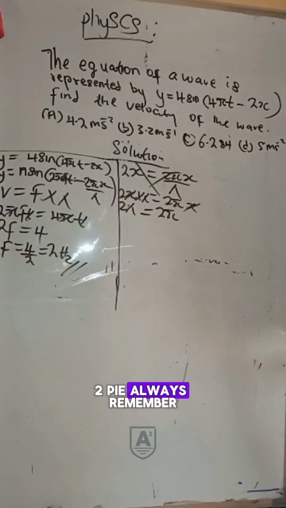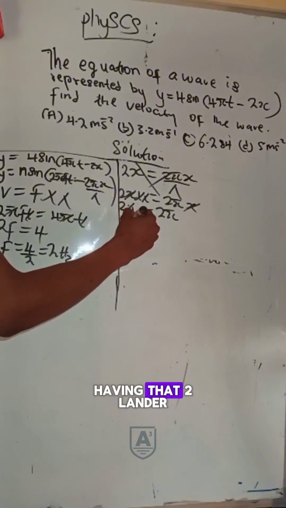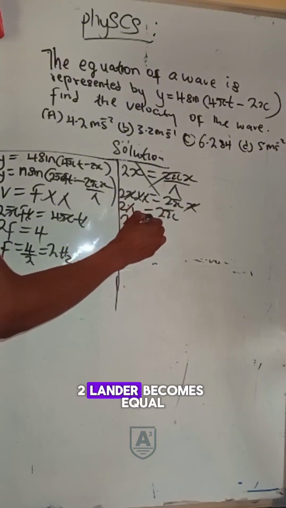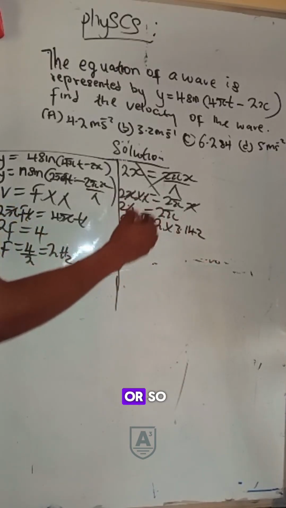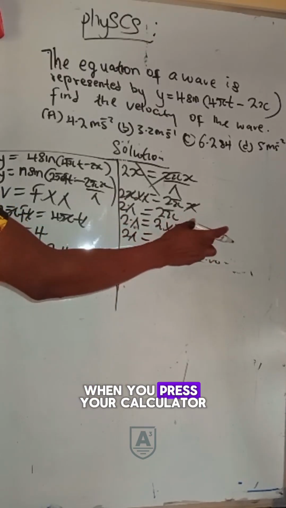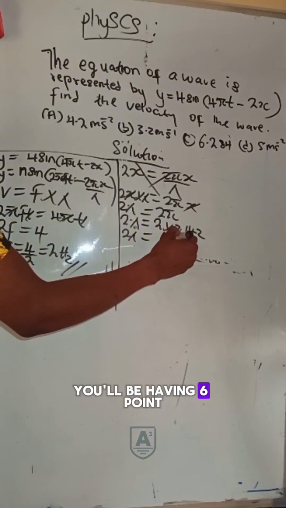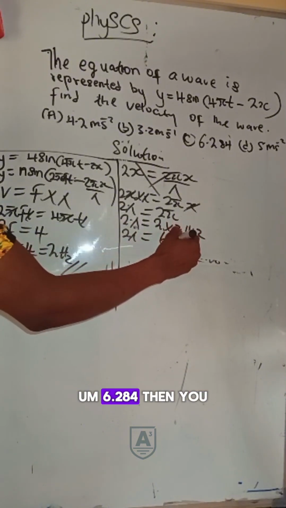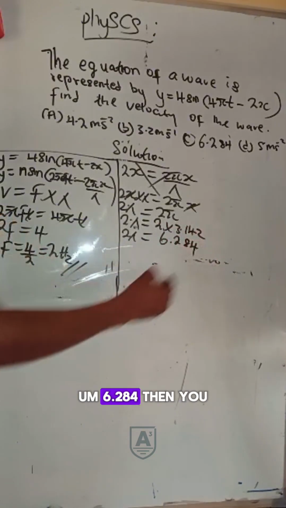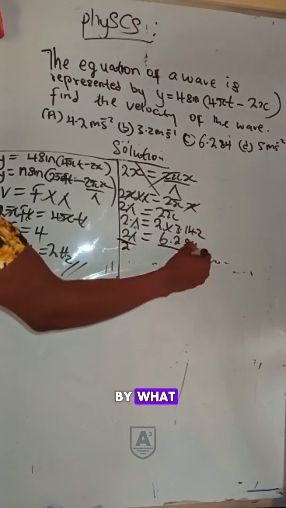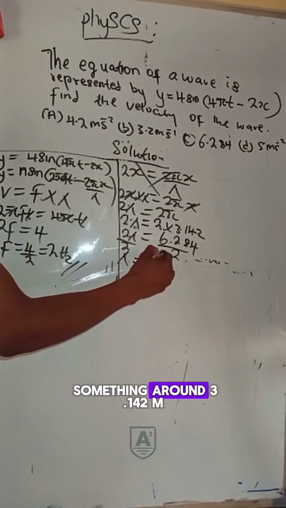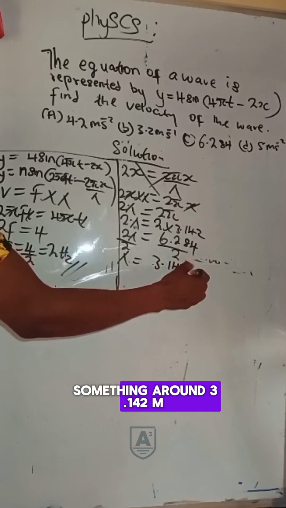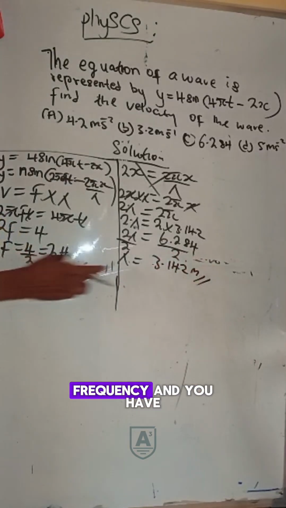2 pi. Always remember that the value of pi is 3.142. So you now have that 2 lambda becomes equal to 2 times 3.142. When you press the calculator, you'll have 6.284. Then you divide both sides by 2. When you divide both sides by 2, you'll have that your lambda is something around 3.142 meters.